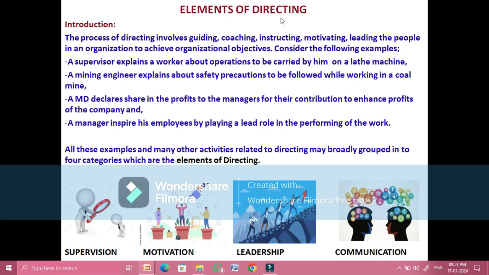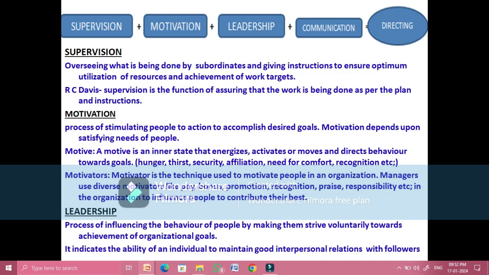So under directing we see four elements. The first is supervision, then motivation, leadership and communication. These are the four elements under the directing function, right? So supervision plus motivation, leadership plus communication is equal to directing. All these are the elements of directing.